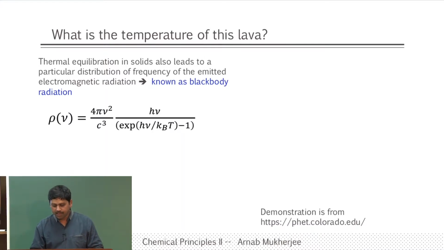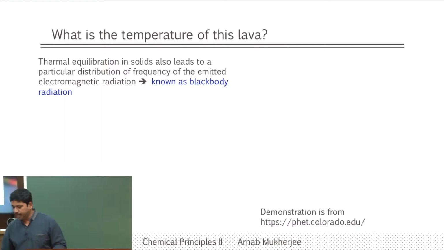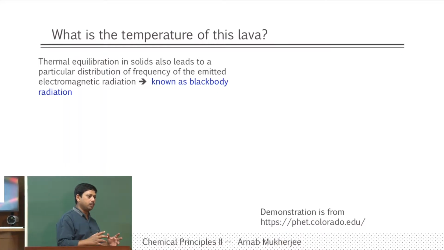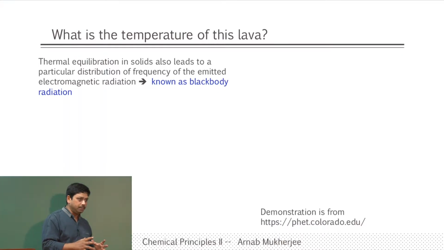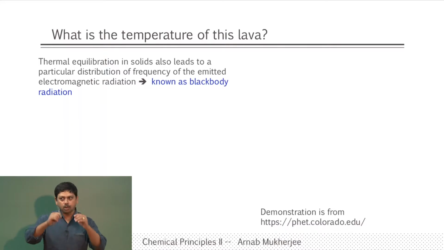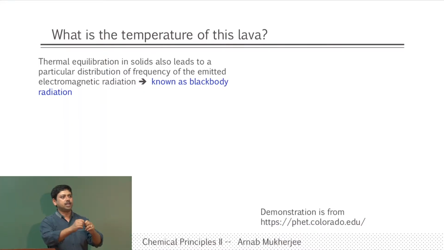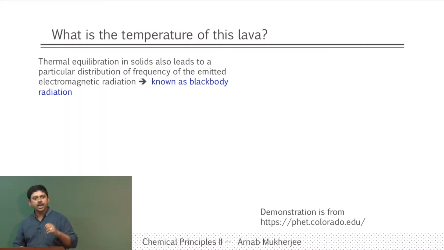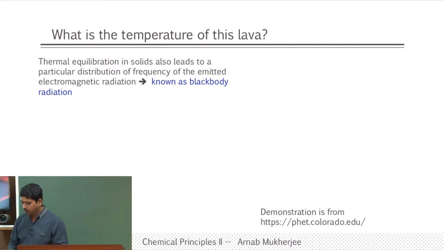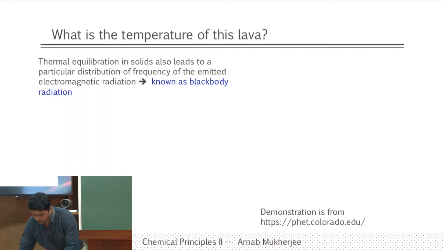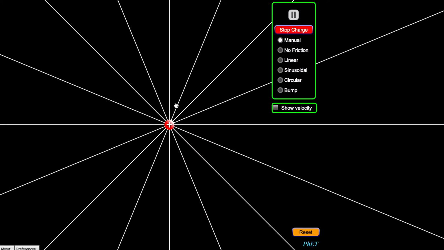Now, what do we mean by that? We mean that when a solid object is in thermal equilibrium, the atoms of that object, or rather the charges present in that object, will fluctuate, giving rise to electromagnetic radiation. So, we are going to show a demo of that. A positive charge is kept somewhere, and these are the fields associated with the charge.